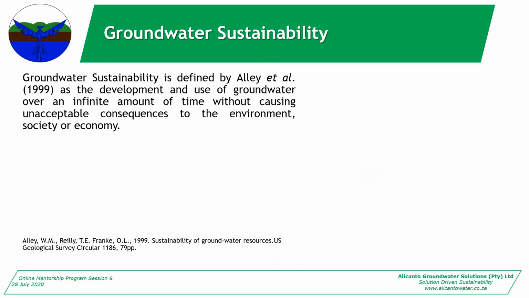So the safe yield definition was negative impacts on the aquifer, whereas the sustainable definition is the aquifer, which is part of the environment, the rest of the environment, and then society and the economy as well.